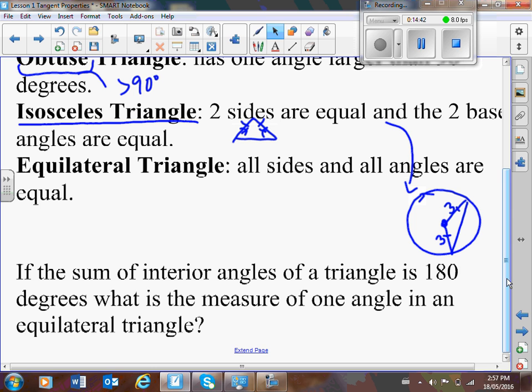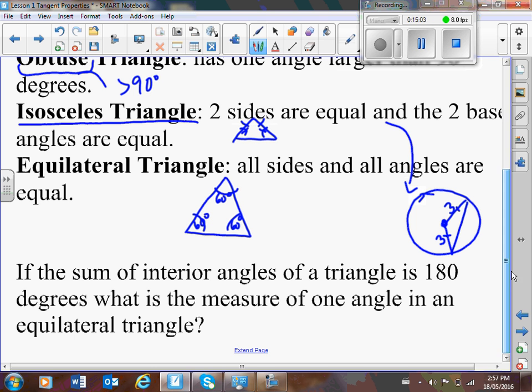Another important triangle is the equilateral triangle. The thing about an equilateral triangle is that all three angles inside are 60 degrees. All three angles are equal, all three sides are the same. That's an equilateral triangle.